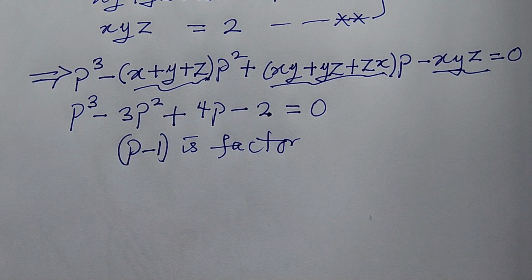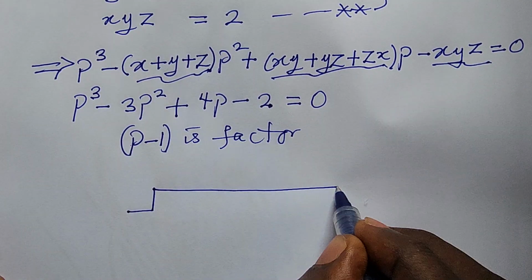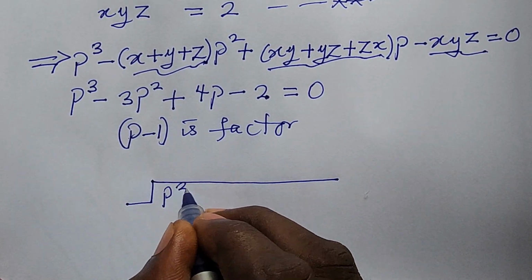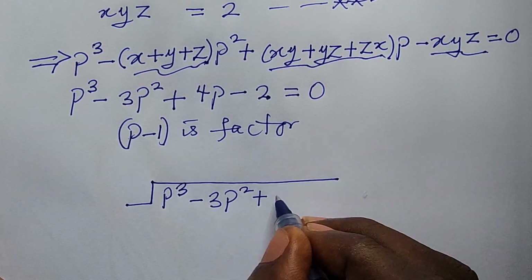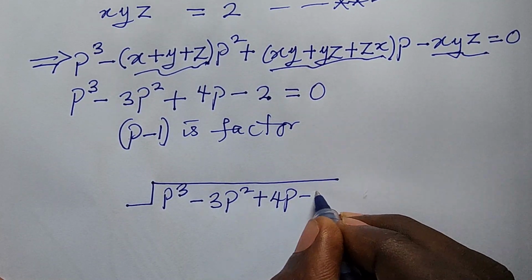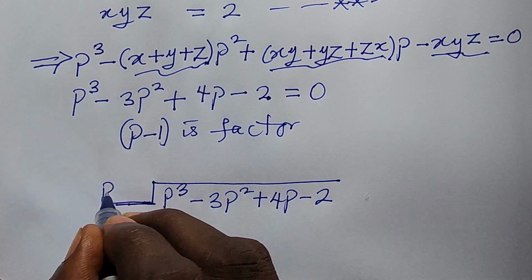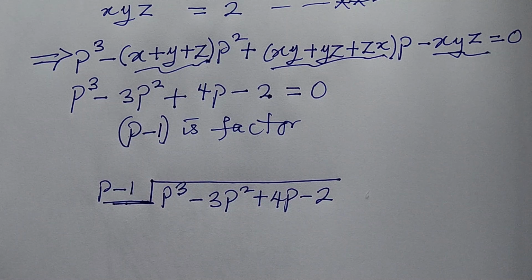So if it is a factor, let's use the long division method to get the other two factors. So how do we do this? It is very easy. So let's draw our division sign like you did in your elementary mathematics. So let's put the dividend inside, then the divisor will come out, which is P minus 1. So how do we get the quotient here now? The quotient is the quadratic equation we are looking for, right?